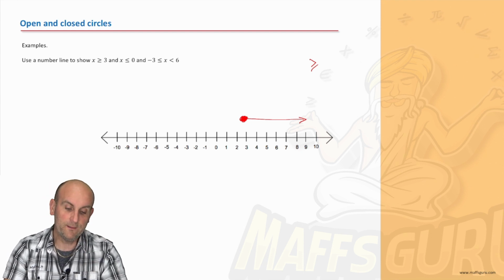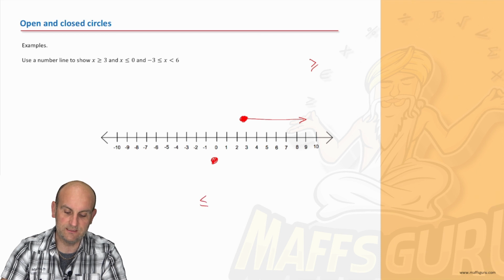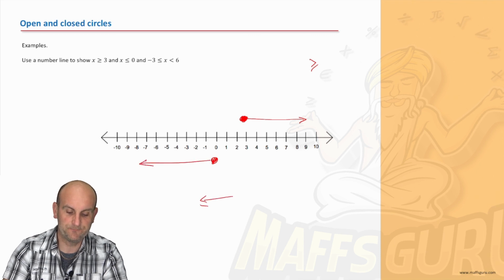No, sorry. What about x is less than or equal to 0? Well, again, here we go. Circle at 0. Colour it in. Which way is my arrow pointing? It's pointing that way. So ka-ching, there is my arrow.